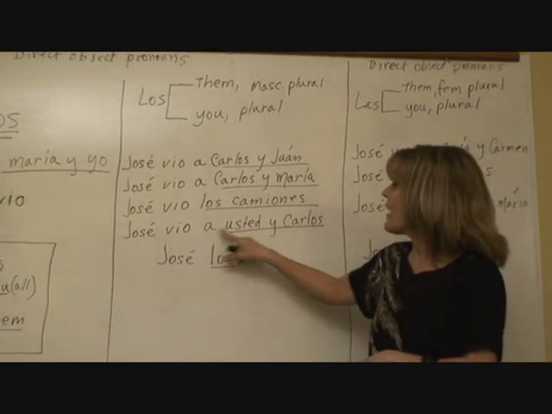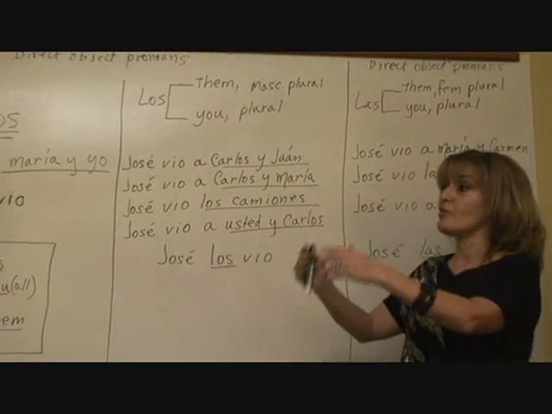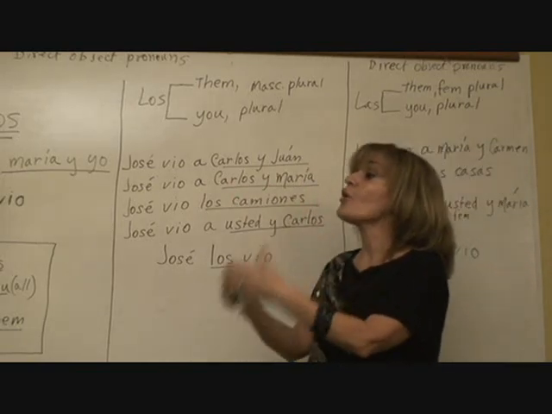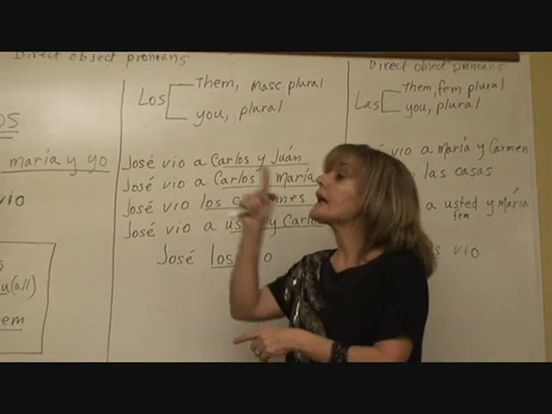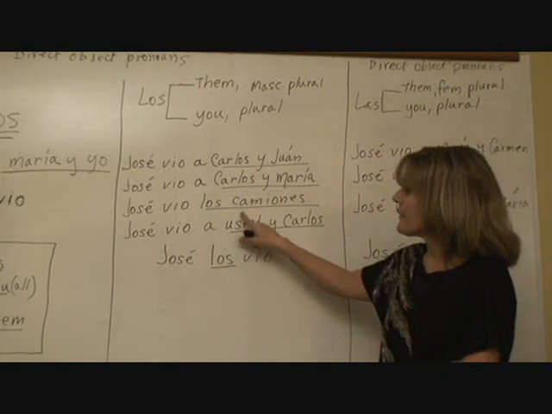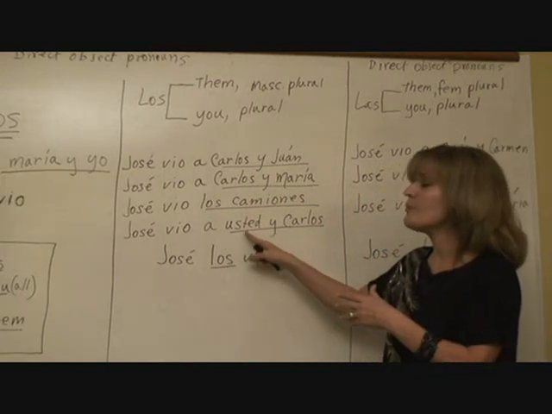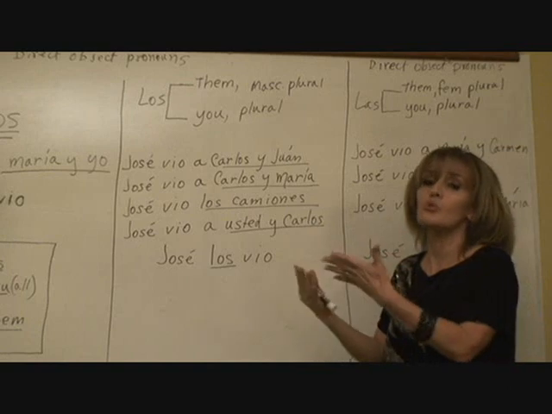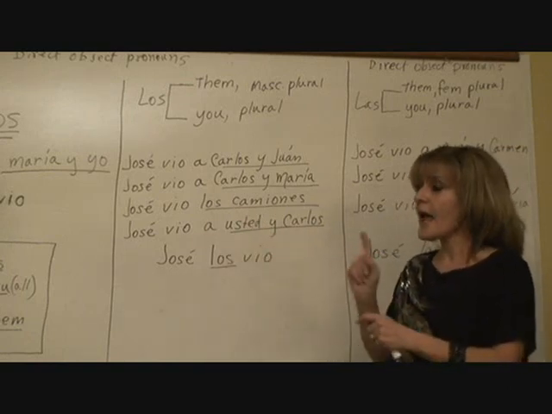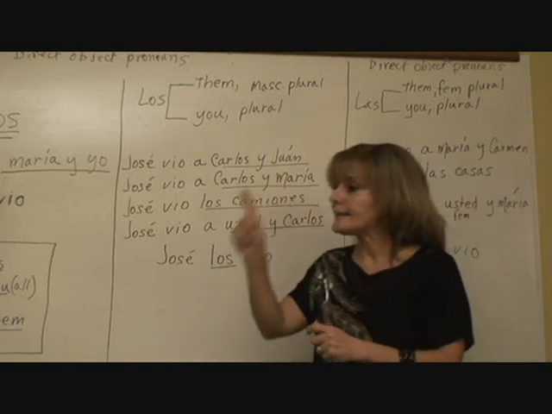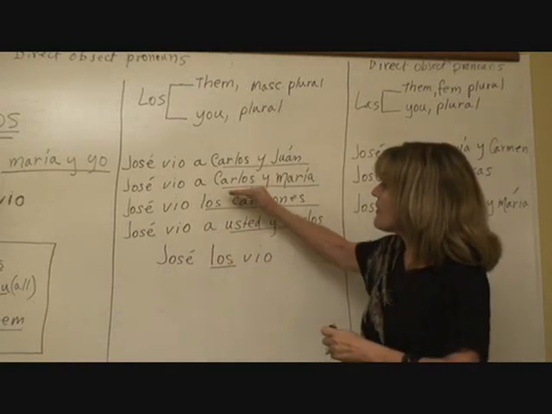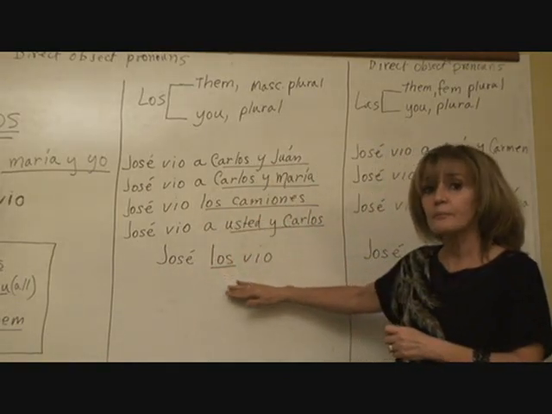Here, José vio a usted y Carlos. I'm talking to Mr. Smith here. José vio a usted y Carlos. José los vio. Here I don't have to use usted. It could be someone that I refer to as tú. I could be talking to two kids, and I could say, hey, José vio a ti y a ti. José los vio. All these can be replaced by los.